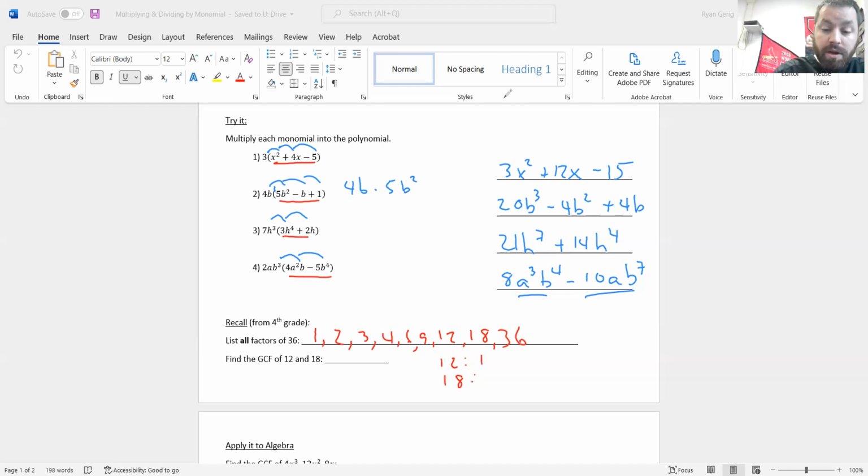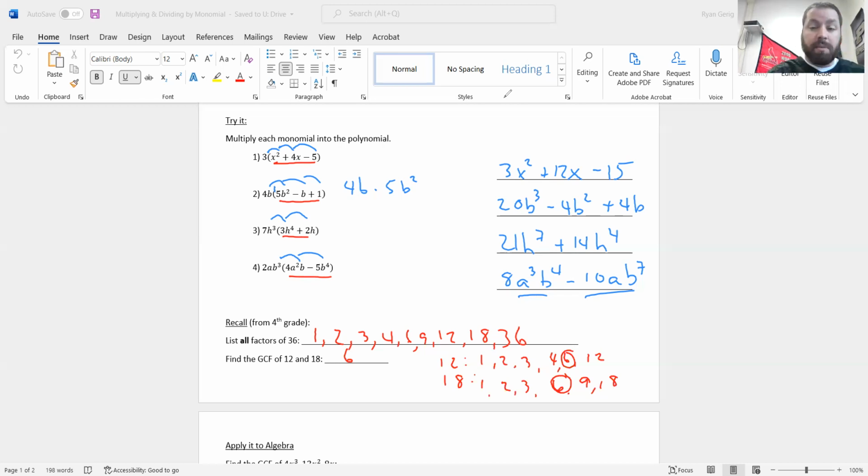12, I'm going to go 1 and 12, 2 and 6, 3 and 4, and that's it. 18 is 1 and 18, 2 and 9, 3 and 6, and that's it. Now you're just looking for the number that's the biggest in common. So they have 6 in common. That's the biggest. So the GCF is 6. They also have 3 in common, and 2 and 1, but you want the biggest. So it's 6. All right.